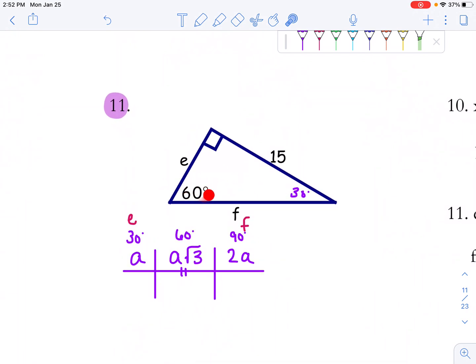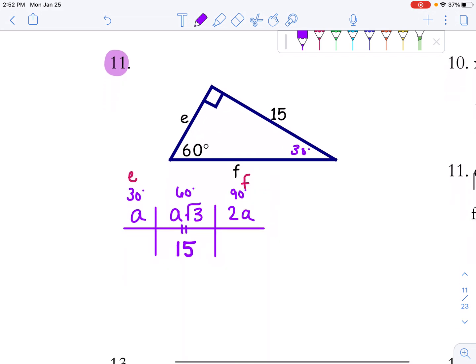Since they tell us that this is 60 degrees, and this is 90, we know this is 30. 30, 60, 90, all three of these angles add to 180. So because it's a 30-60-90, we can use the pattern. The side opposite the 30 is a. The side opposite the 60 is a root 3. So in our case, this is going to be 15. And then our hypotenuse is 2a.